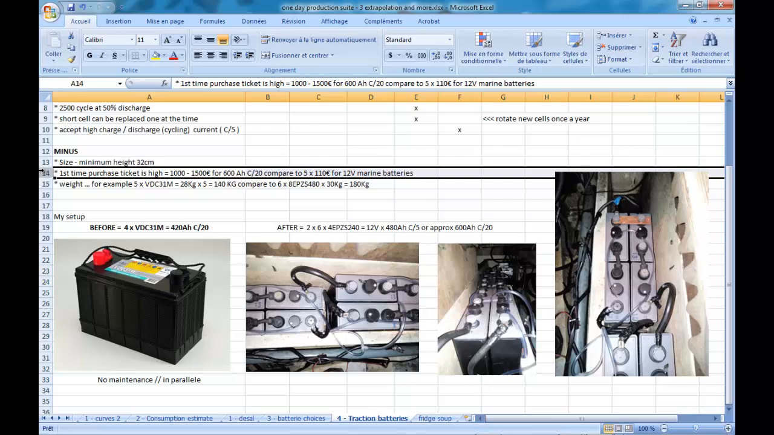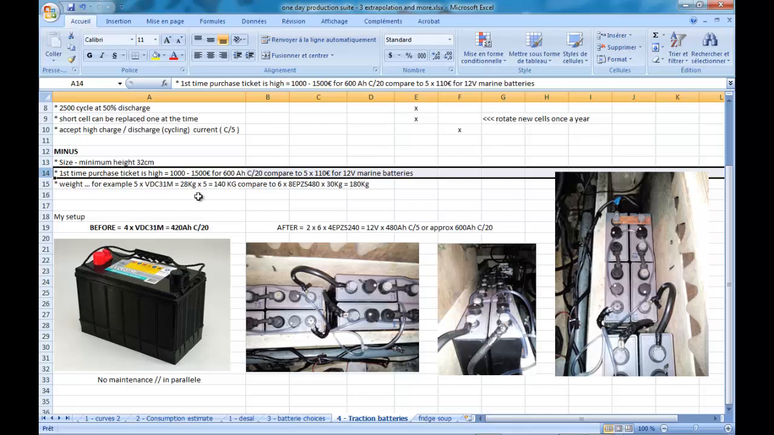The first time purchase ticket is high. 1,500 euro for 600 ampere hours, equivalent to a normal battery. It's a lot more than a normal battery. Now those are marine batteries, and they go for 110, $120. Now, if I wanted 600 ampere hours out of it, I need 5 or 6 of them. That would be half the price compared to traction batteries.